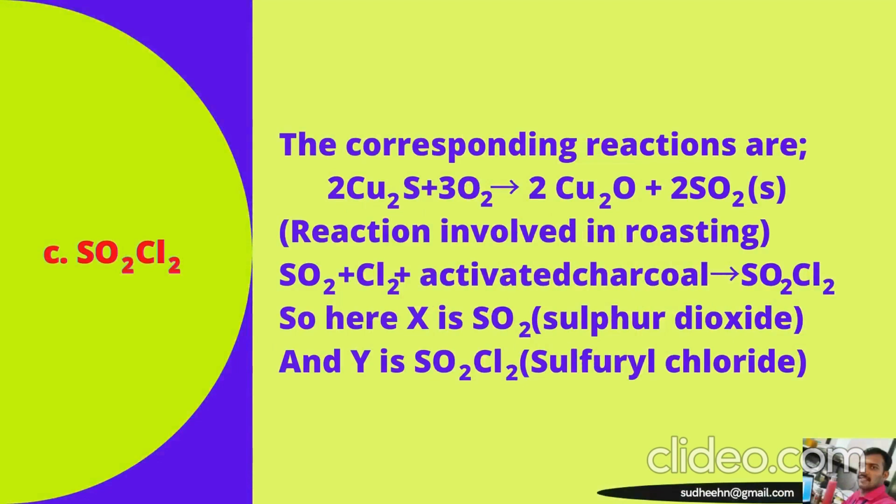The corresponding reactions are: when cuprous sulfide is made to react with oxygen, it will give cuprous oxide and sulfur dioxide. That reaction involves roasting. SO2 plus Cl2 plus activated charcoal will give SO2Cl2. So here X is SO2 and Y is SO2Cl2. So the right answer is option C, that is SO2Cl2.